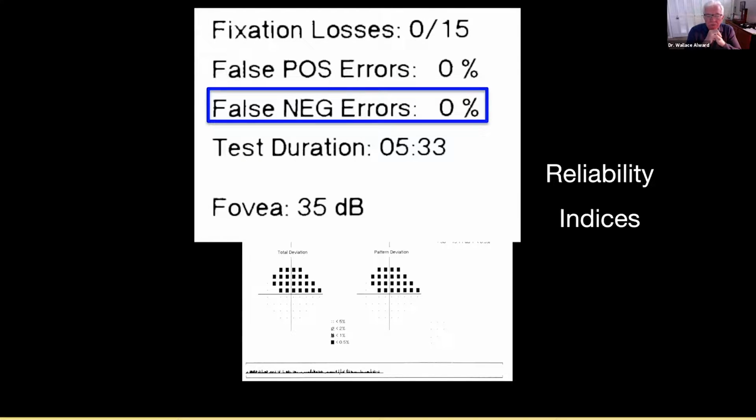So false negative errors occur when the machine has mapped out parts of the visual field and comes back and projects a point that is a signal that is much brighter than had been previously detected. So if you're at a point where it had been 20 decibels of sensitivity and they come back and project a 35 decibel target and you don't respond to that, then the assumption of the perimeter is that you have fallen asleep or lost interest or for whatever reason are no longer responding.